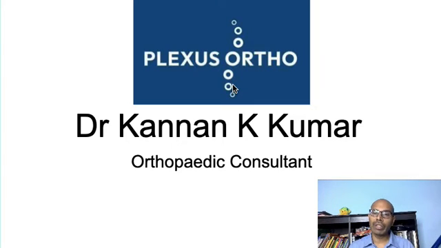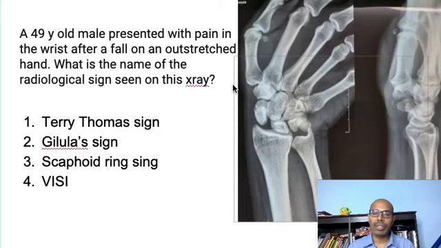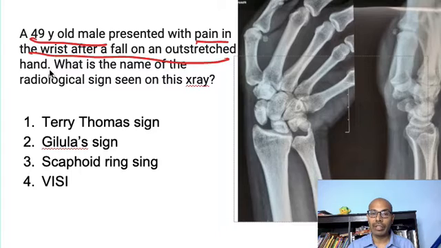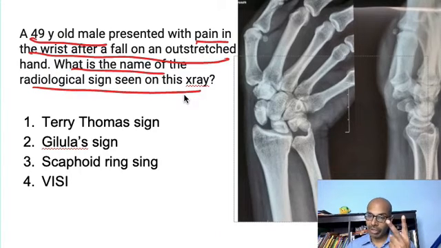So going ahead with the questions that we were discussing, we're going to discuss the next question that I put up in the Telegram channel a couple of days ago. A 49-year-old male presented with pain in the wrist after a fall on an outstretched hand. What is the name of this radiological sign on this X-ray? This is a two-step question. The first step you have to find out what the diagnosis is, and the second step you have to find out what the radiological sign is.